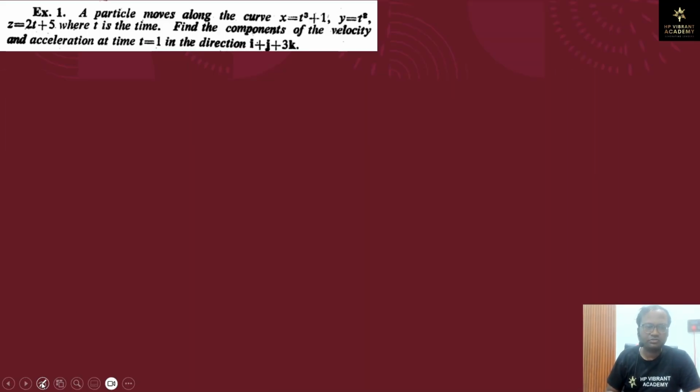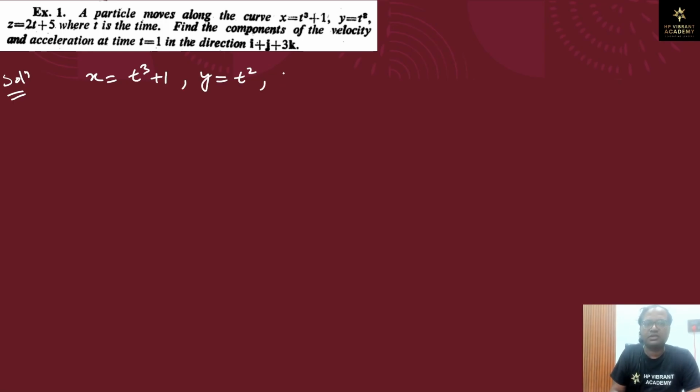So what is given in the question is that a particle moves along a curve given by x = t³ + 1, y = t², and z = 2t + 5, where t is the time. Find the components of the velocity and acceleration at time t = 1 in the direction given by i cap + j cap + 3k cap. So we have to find the components of velocity and acceleration in this particular direction.